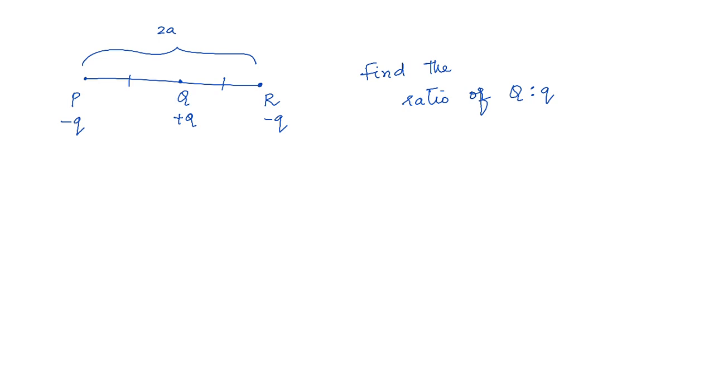Are we solving? What is the condition that you will use? The ratio that I want you to find is written on the board, Gautam. Ratio of capital Q is to small q. What is the meaning of the system is in equilibrium? May I know? Anybody in the chat box, what is the principle that you will apply when I say that the system is in equilibrium?